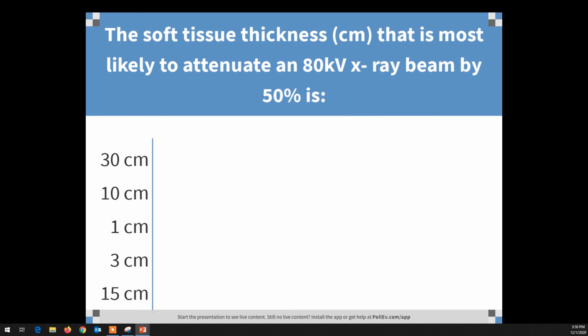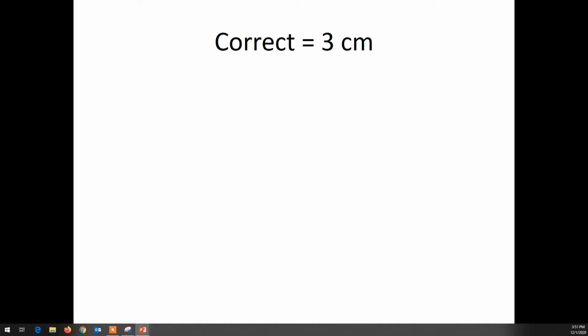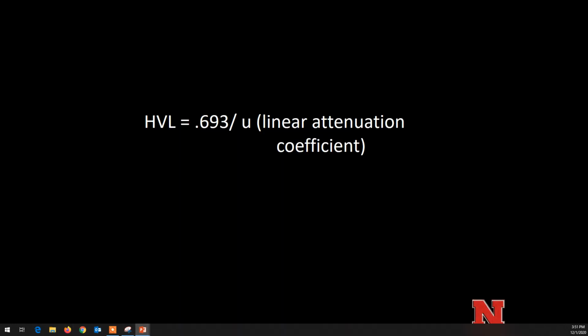You just have to know that soft tissue, if you use an average beam in radiology, which is going to be somewhere close to 70 or 80 kilovolts, the half value layer is usually 3 to 4 centimeters deep to the skin surface. All right. You can also calculate the half value layer if you happen to know the linear attenuation coefficient for a material. You just take 0.693 divided by that LAC.